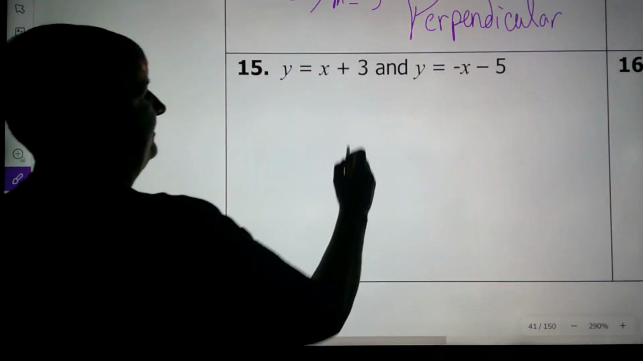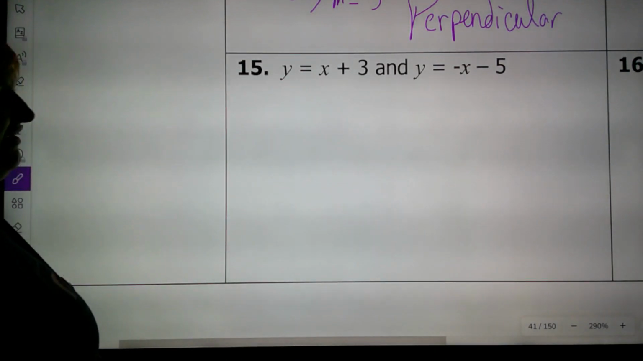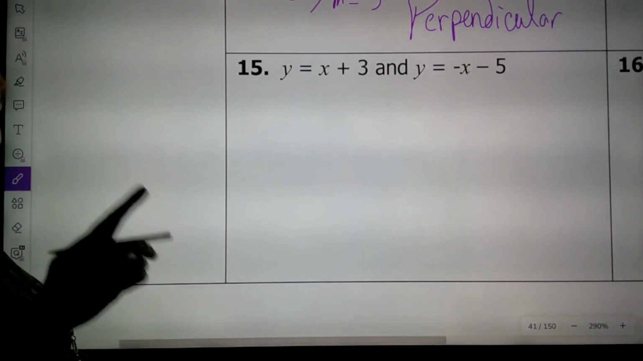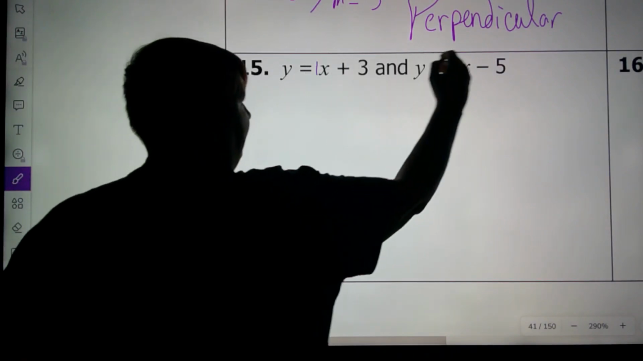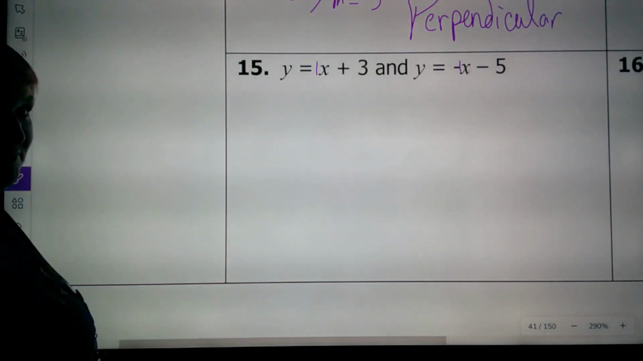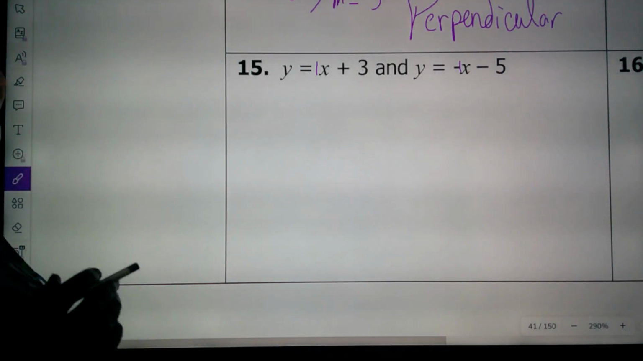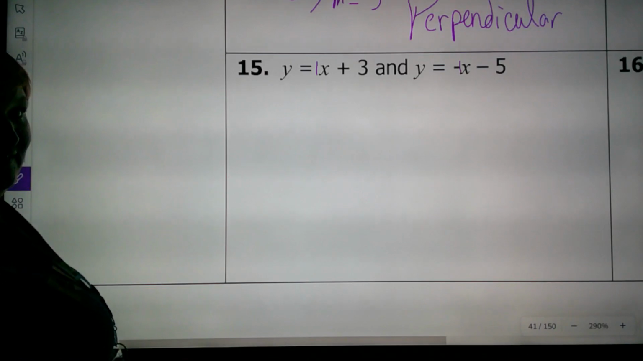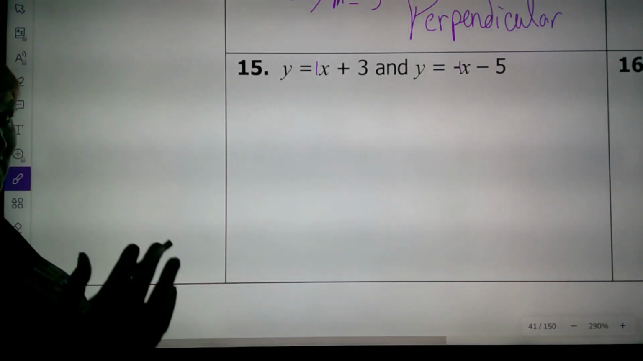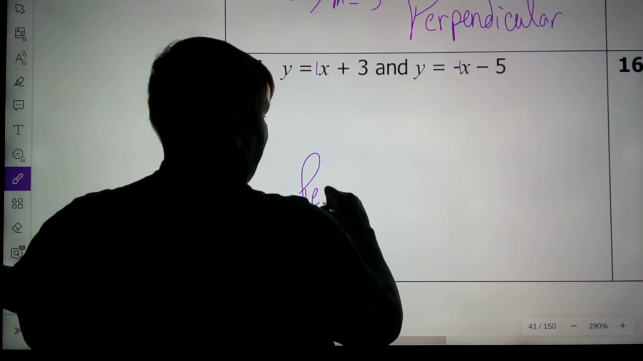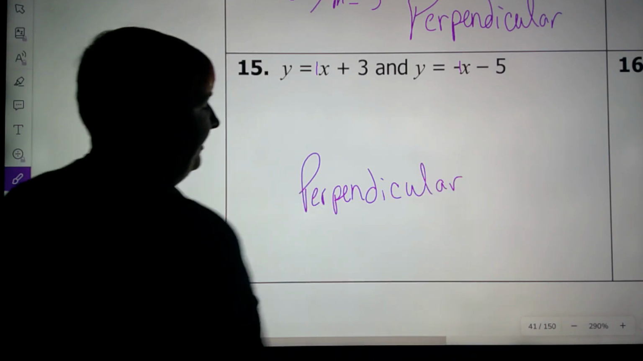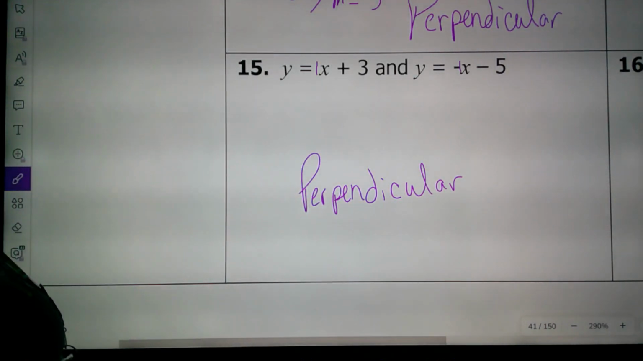One more, I think. All right, both are in slope-intercept form, but they're trying to trick you. Remember the invisible 1, right? Both have an invisible 1. And remember what I said, the negative reciprocal of 1 is negative 1. If they are negative reciprocals, then they are perpendicular. They are perpendicular. I know, it's crazy, right?